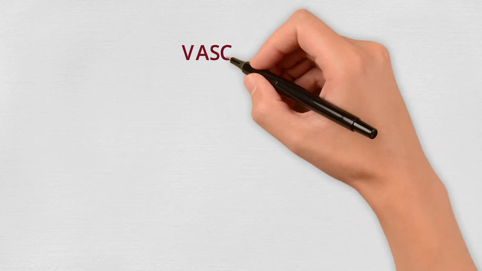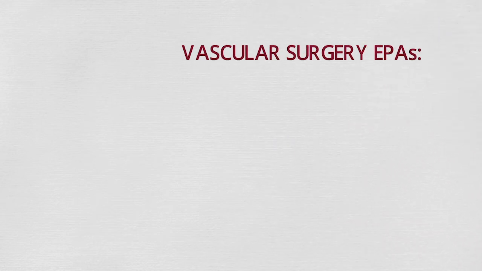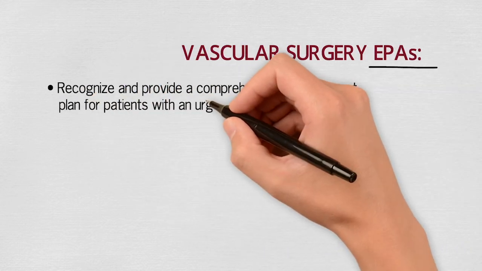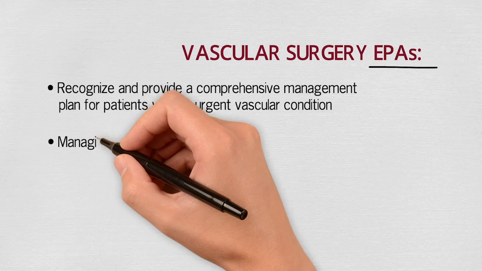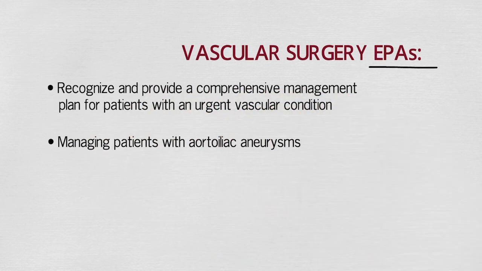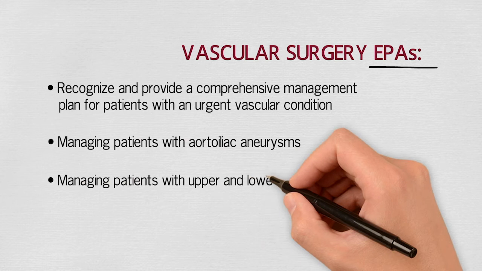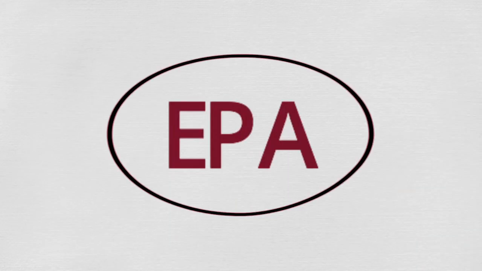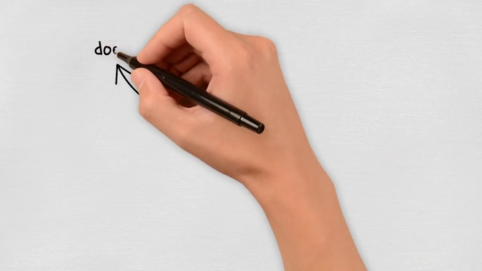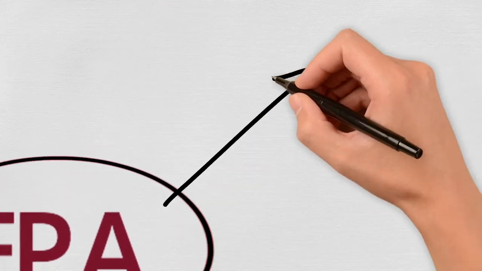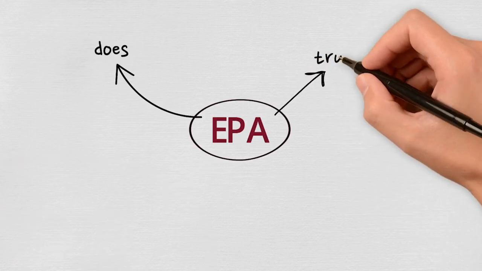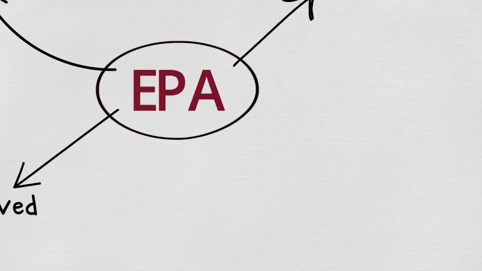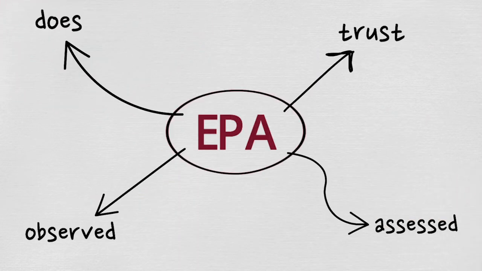Let's review some concrete examples. These are some EPAs for vascular surgery. Recognizing and providing a comprehensive management plan for patients with an urgent vascular condition, managing patients with aortoiliac aneurysms, and managing patients with upper and lower extremity arterial disease. Each EPA is a unit of work and outlines something a vascular surgeon actually does. You could also imagine your resident being trusted to function independently for each of those activities, and so an EPA is something on which a learner could be both observed and assessed.